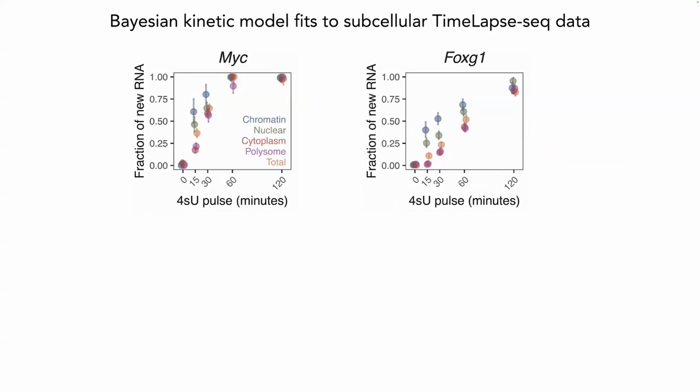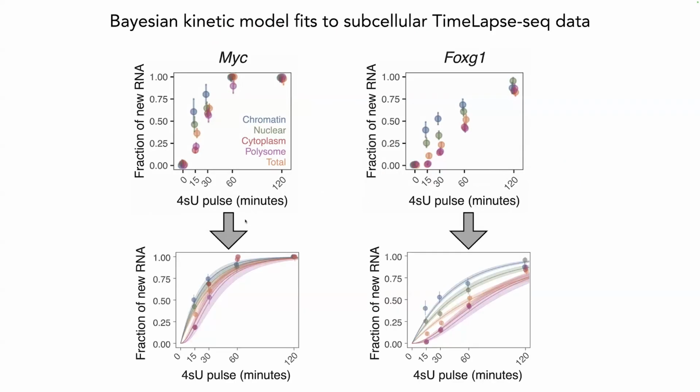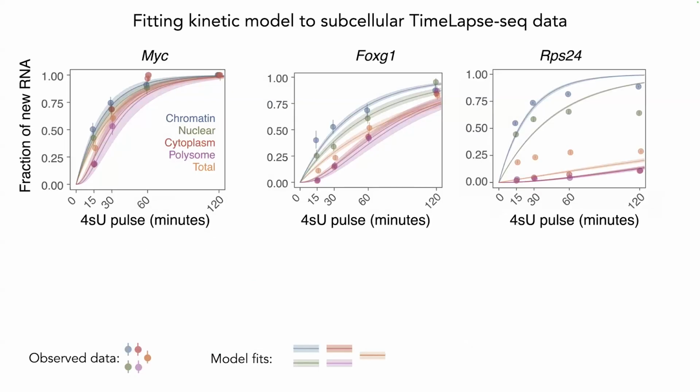And so using a Bayesian approach, we were able to fit these data using those ordinary differential equations. And that's what you're looking at here, along with the confidence limits. And that worked really well. This textbook model of the RNA life cycle worked quite well for most genes, as you can see here for MYC and FOXG1. However, there was a really interesting set of genes that were outliers.